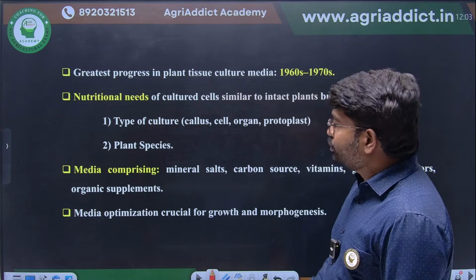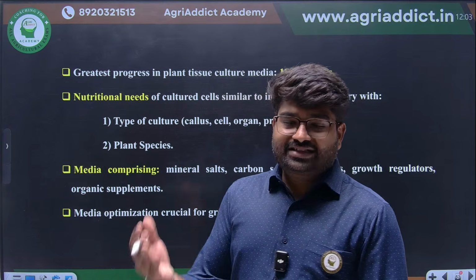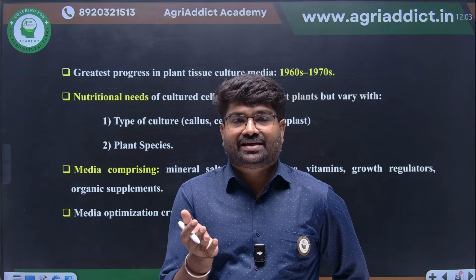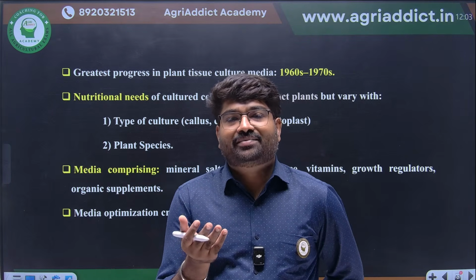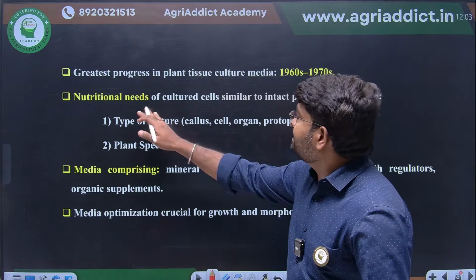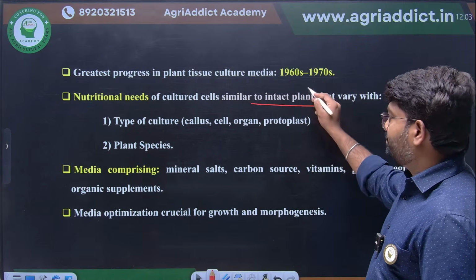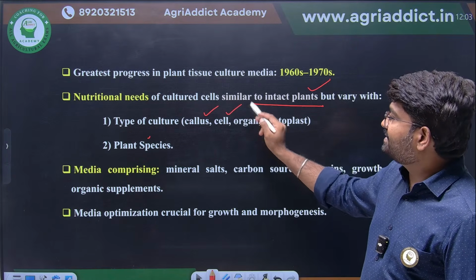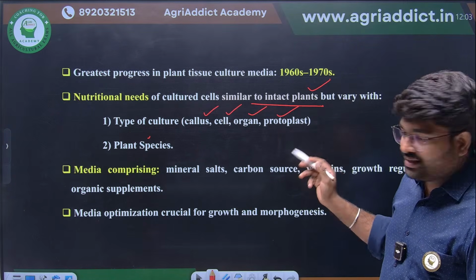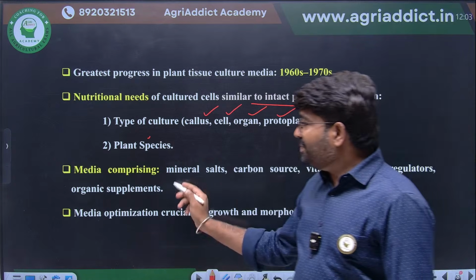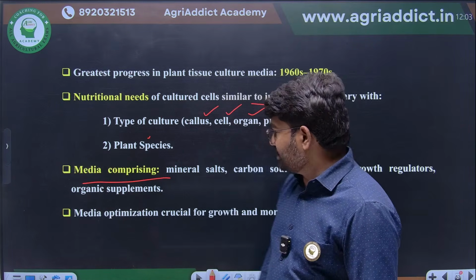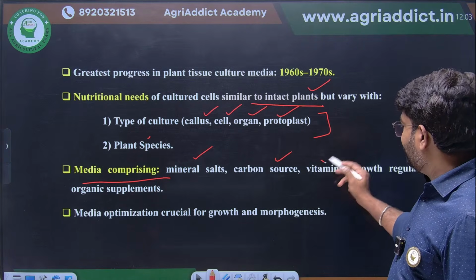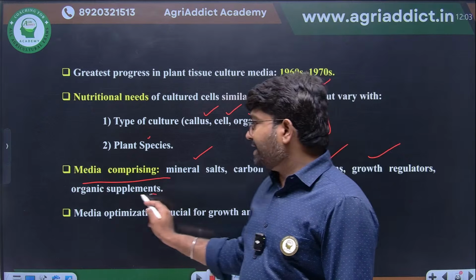Another most important thing I already told, the explants will be grown in a growth medium. What are the different types of culture? What is the composition of the medium? That also you have to know. The nutritional need of the culture will be similar to intact plants. There are different types of cultures: callus culture, cell culture, organ or protoplast culture. And the medium is majorly composed of what? Mineral salts, carbon sources, and apart from that, vitamins, growth regulators, and organic supplements.